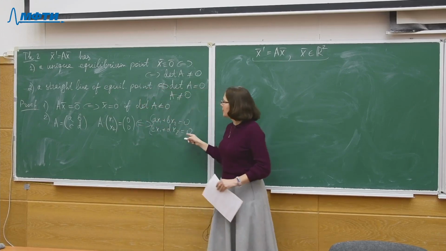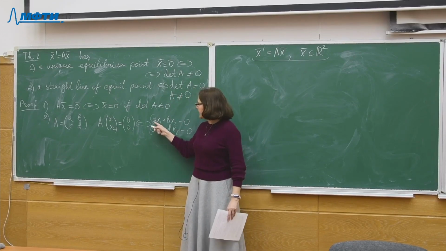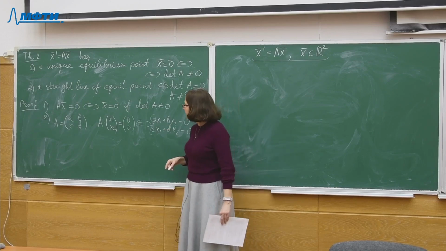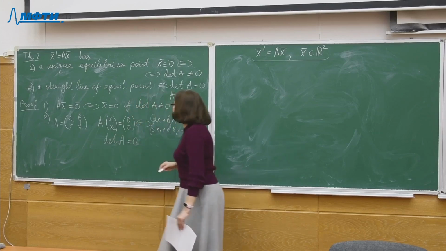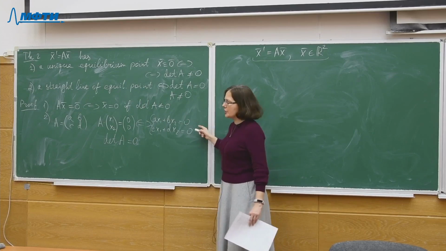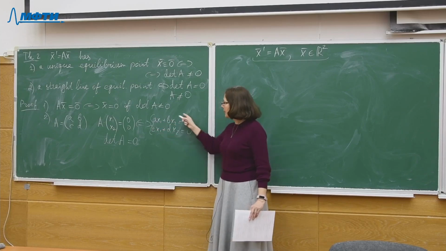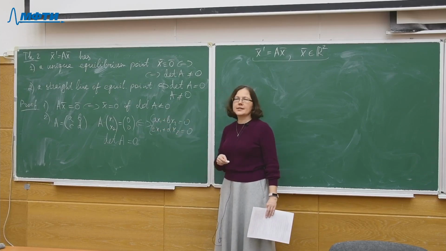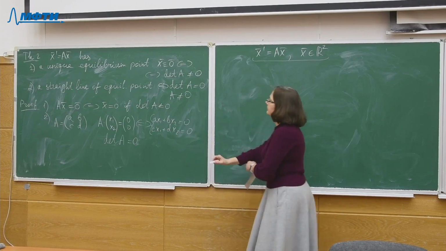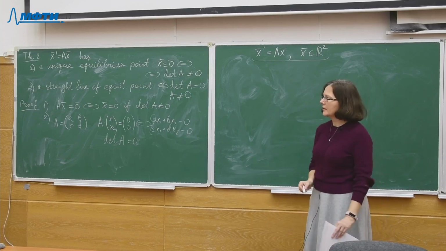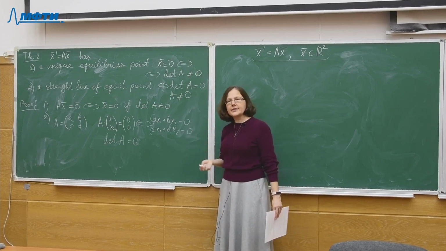Since A is not a zero matrix, at least one of the coefficients is not 0. But since the determinant of A is 0, these two equations are proportional, and the solution of this linear system will give us a straight line of equilibrium points. But now we will be interested in the first case, when A is non-degenerate.